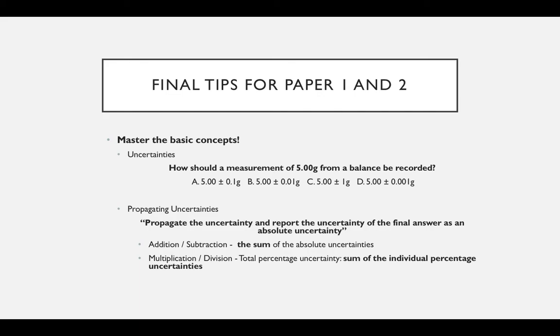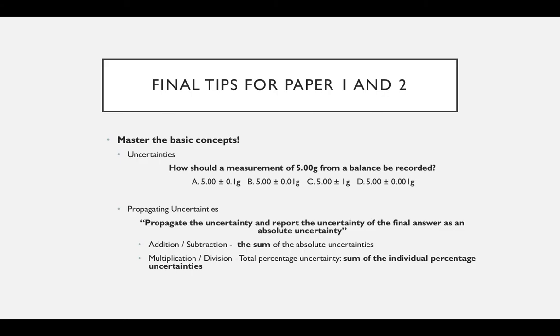Next is uncertainties. Again, uncertainties can show up in both your paper 1 and 2. The first example here is from a standard level exam paper in 2019, asking you about how the measurement should be recorded. The answer here is B, because of the decimal places in the uncertainties. It has to be the same as the measurement. Here I'm just showing you uncertainties.